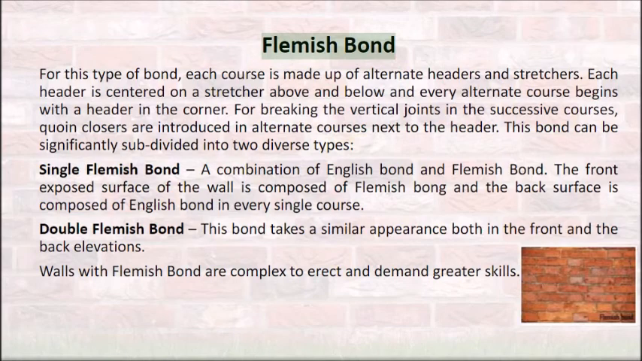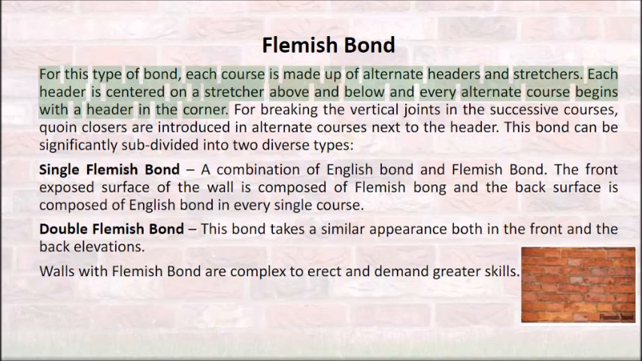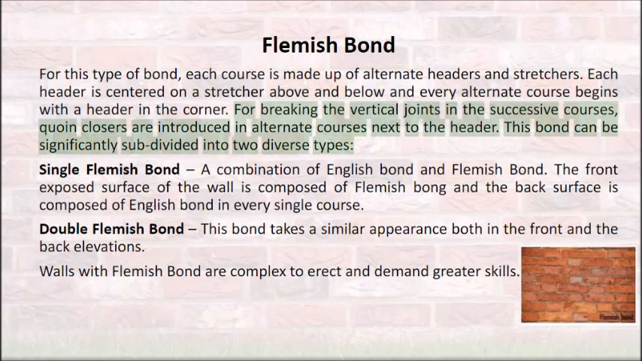Flemish bond. For this type of bond, each course is made up of alternate headers and stretchers. Each header is centered on a stretcher above and below, and every alternate course begins with a header in the corner. For breaking the vertical joints in the successive courses, quoin closers are introduced in alternate courses next to the header. This bond can be subdivided into 2 different types.